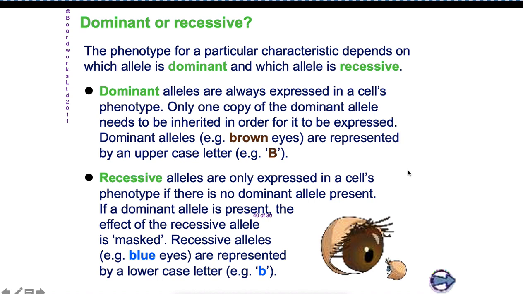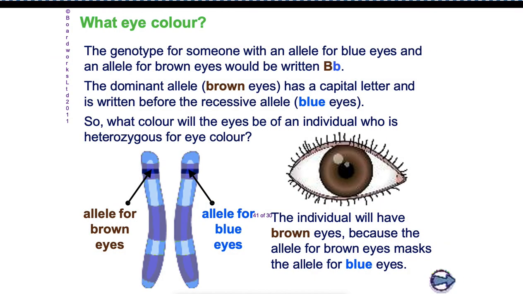Dominant alleles are always expressed in a cell's phenotype, and dominant alleles are represented by uppercase letters, as you know. Recessive alleles are only expressed in a cell's phenotype if there is no dominant allele present, and they are always represented by lowercase letters. The genotype for someone with an allele for blue eyes and an allele for brown eyes could be written as capital B and lowercase b. The dominant allele has a capital letter and is written before the recessive allele. Brown eye color is the dominant one.